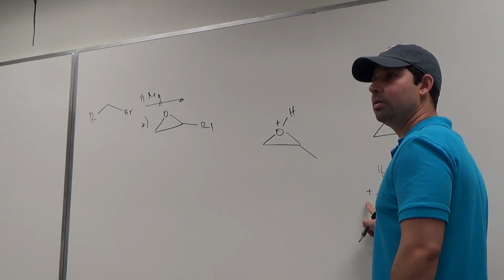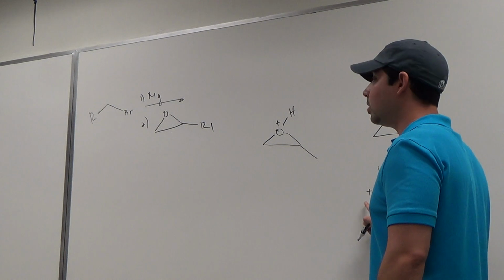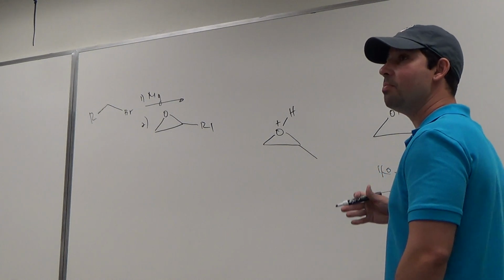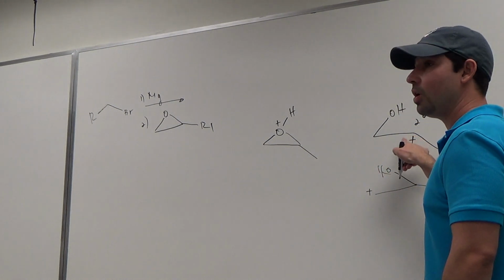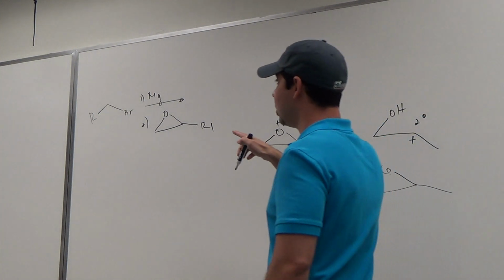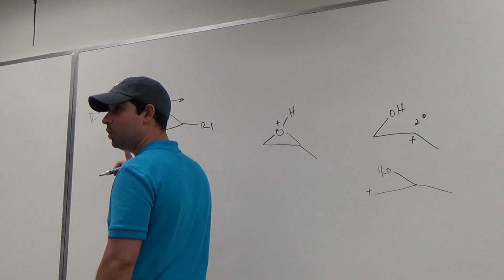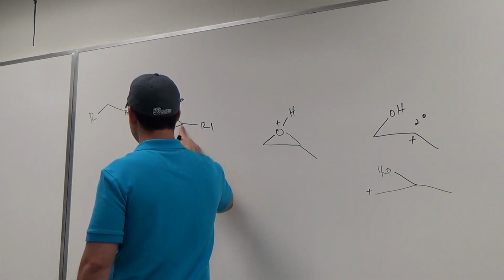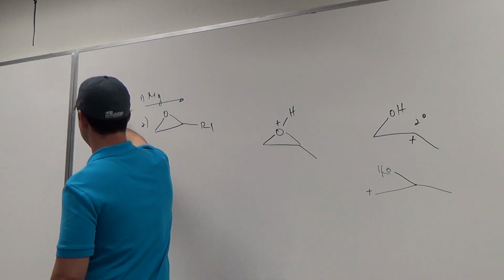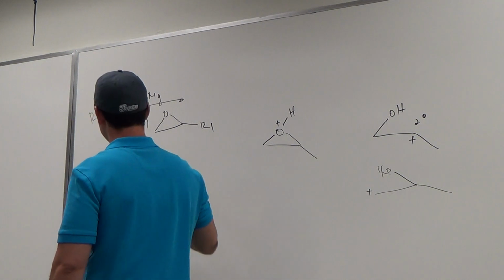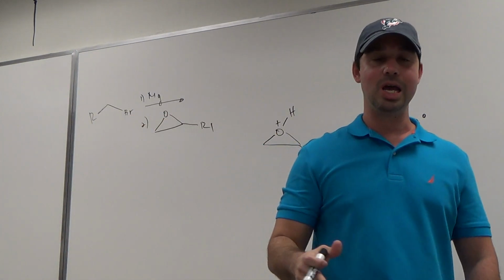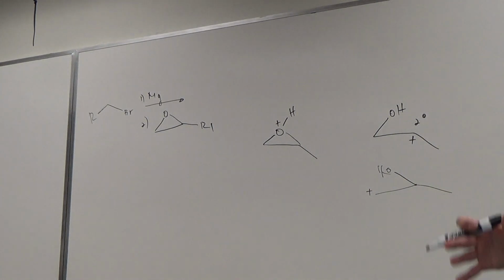It's primary. Yes. So, under acidic conditions, what you have the most is this type of stuff. So, under acidic conditions, it attacks the more substituted carbon. The more substituted carbon is the one that attacks under acidic conditions. Under basic conditions, it attacks the side with fewer groups on it because it is less hindered. Okay?